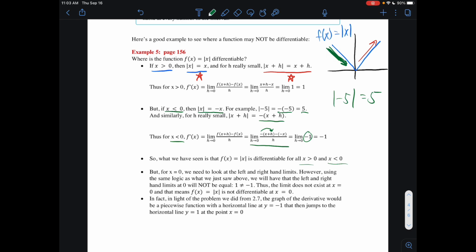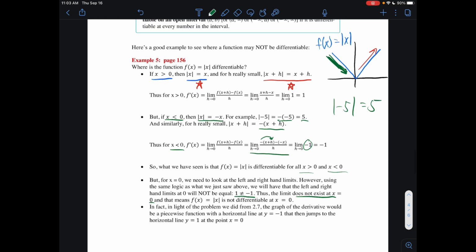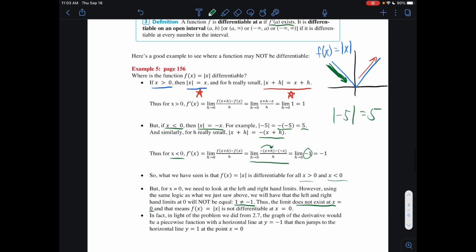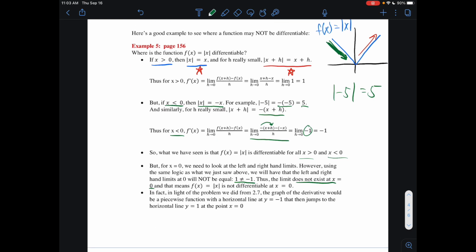And that's because on one side, as you approach it from the right, it's 1, and as you approach it from the left, it's negative 1. Therefore, the limit does not exist at x equals 0. And if the limit doesn't exist, that means that the derivative does not exist. So f of x equal the absolute value of x is not differentiable at x equals 0.